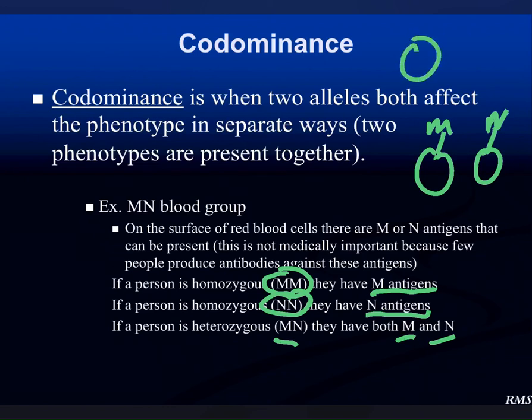But what would this person be? They have an M and an N, so they're actually heterozygous. They have the genotype MN. Neither the M nor the N dominates, they're actually present together, so that's called codominance. It's when both alleles are present together at the same time. One does not hide the other.